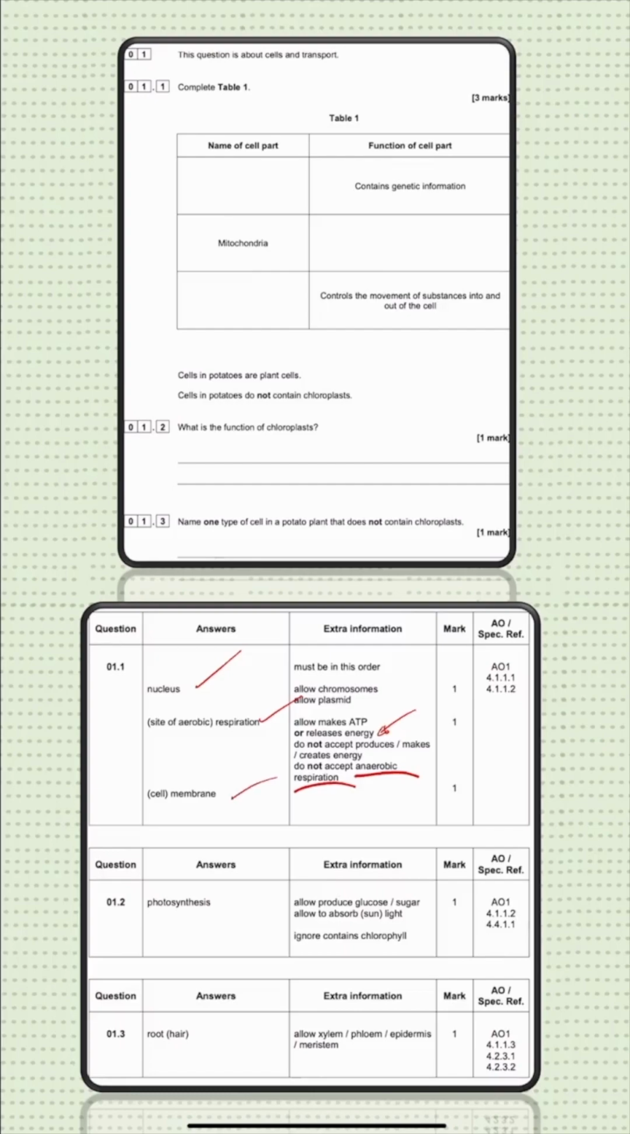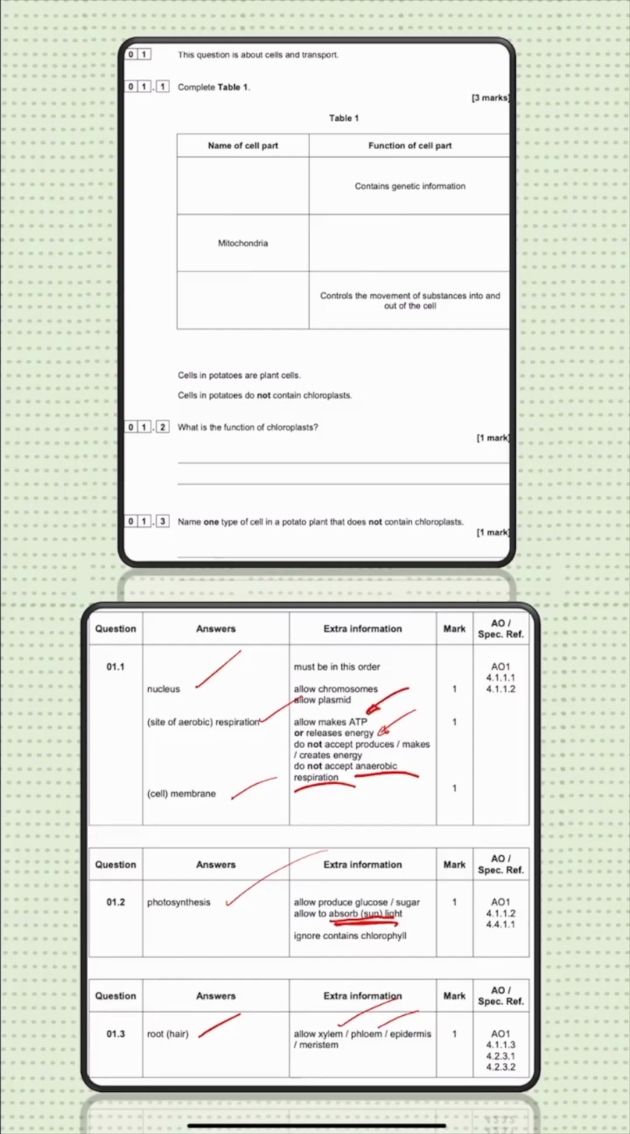Next one, cell membrane, that was fine. We said photosynthesis for this, that was fine. Actually, someone said absorb sunlight. You do get a mark for saying absorb sunlight. So yeah, you would have got a mark. It's in the allow column. And then root hair cell is fine. Also xylem, phloem is fine as well. So any three of those would be fine. What does ATP mean? ATP is just a form of energy that's released from respiration.